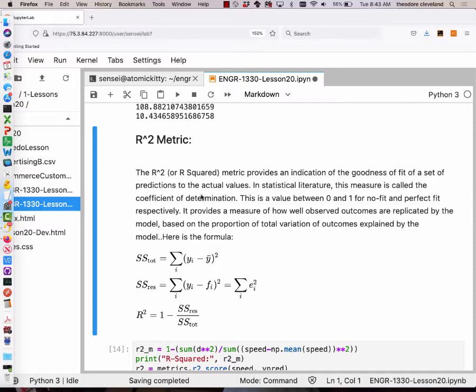R-squareds have values between 0 and 1, where 0 is a really poor fit, and 1 is a perfect fit. If you ever do an R-squared calculation and you get 1 back, odds are you've made a mistake. You've calculated R-squared on a variable versus itself, so that should be perfect correlation. So don't ever trust a 1.